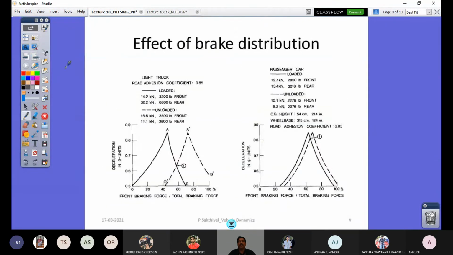So this is the effect of brake distribution, just now what we have seen. The same light truck case study vehicle, fully loaded condition, you have the sum as 10,000 pounds. You see this OA is the boundary for rear wheel lock to appear, and this is for front wheel lock, by plotting with those equations. And in the unloaded condition, again the scenario changes. So O dash A dash is for rear wheel lock, and A dash B dash is for front wheel lock.